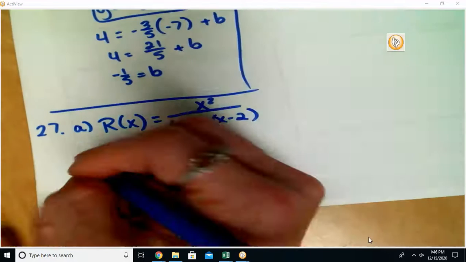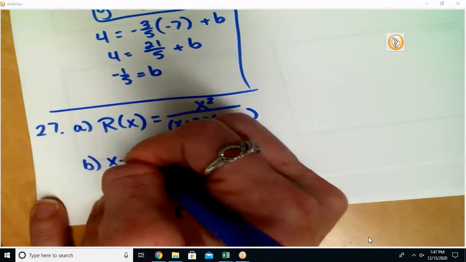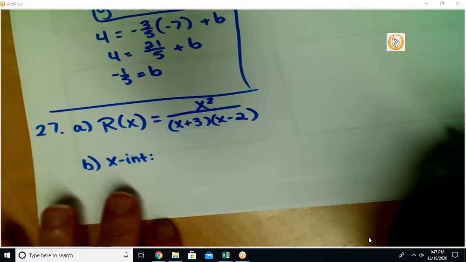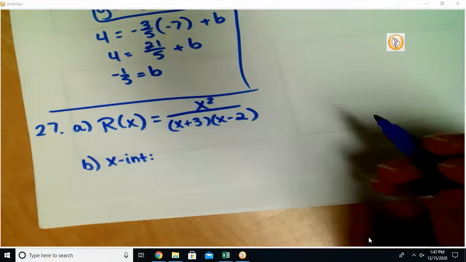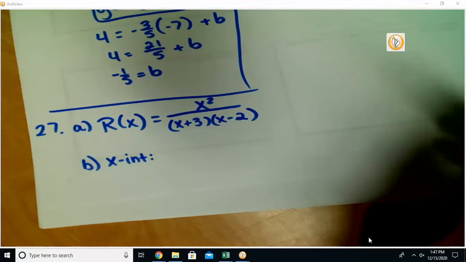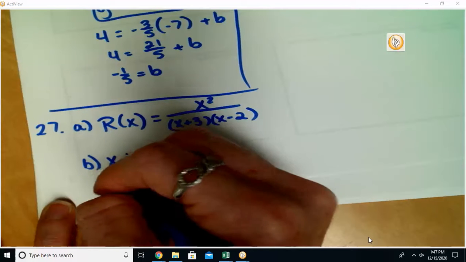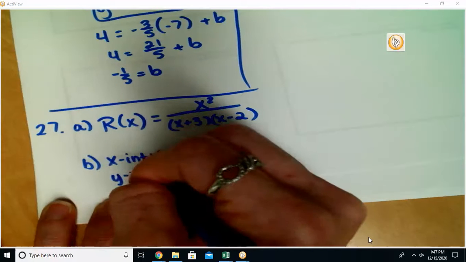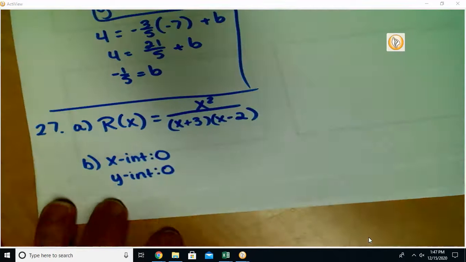B, x and y intercept. So the x-intercepts, that's when y equals 0. So when this whole fraction is 0. The shortcut is really just when the top of the fraction is 0. So what makes the top a 0? 0. Y-intercept. If you plug in a 0 for all of your x's, what do you get? 0.